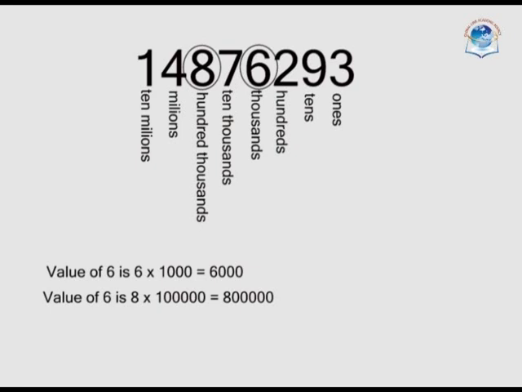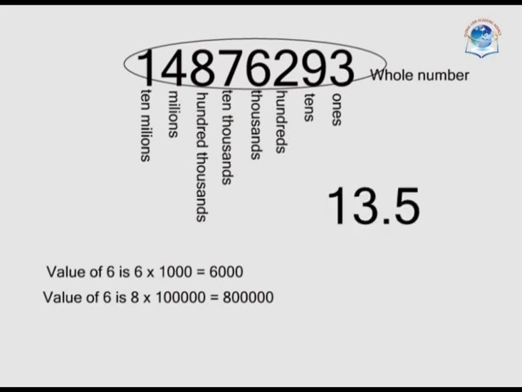Now when we write such a number as we have it, we call it a whole number because it does not have a fraction or decimal. That is as opposed to a number such as 13.5. There is a part of this number which is not whole, and we shall learn about that later.